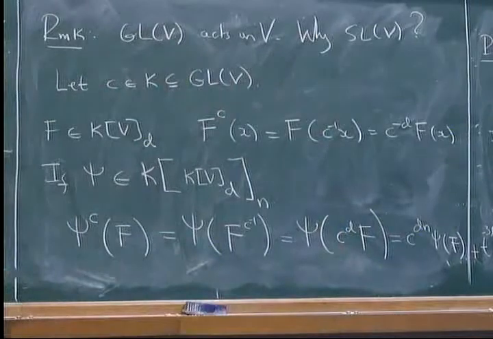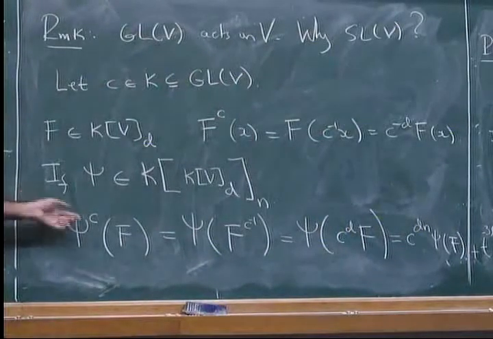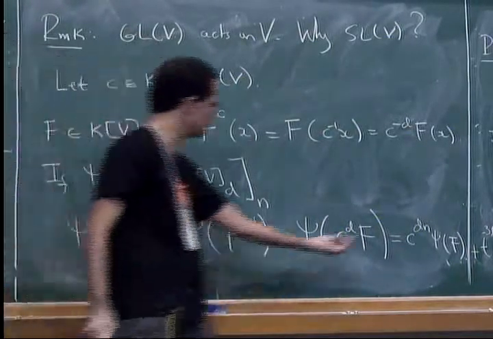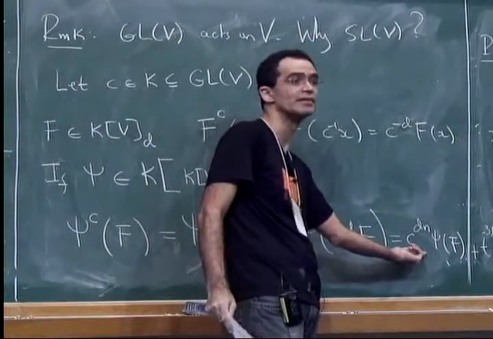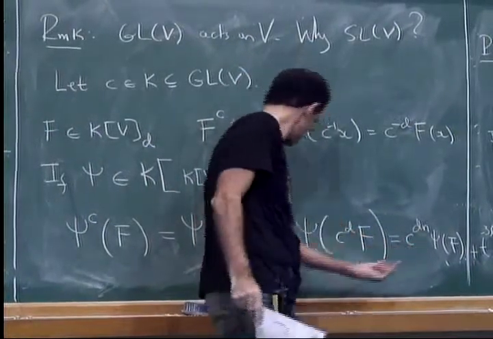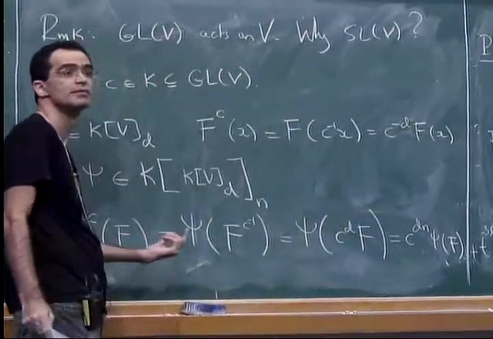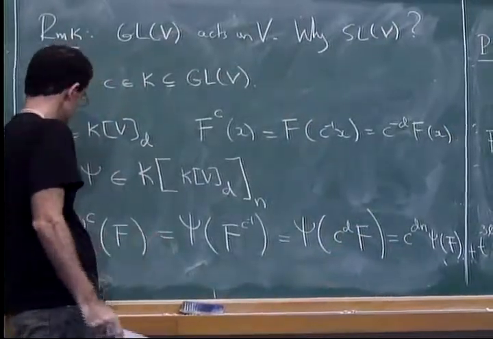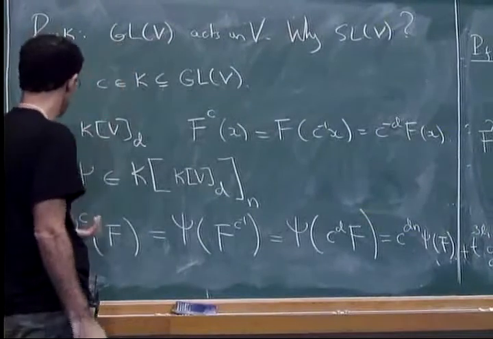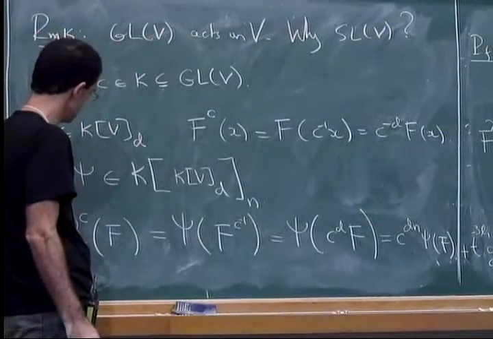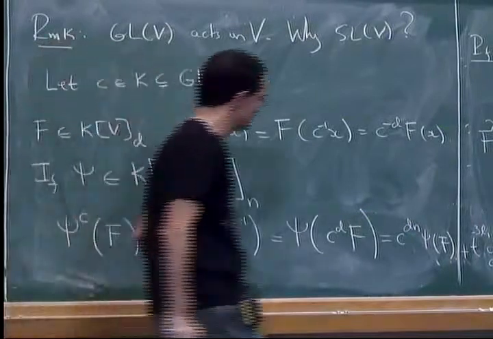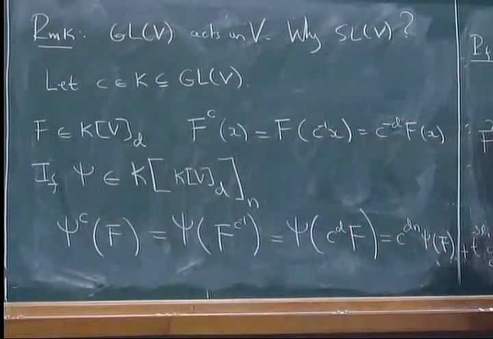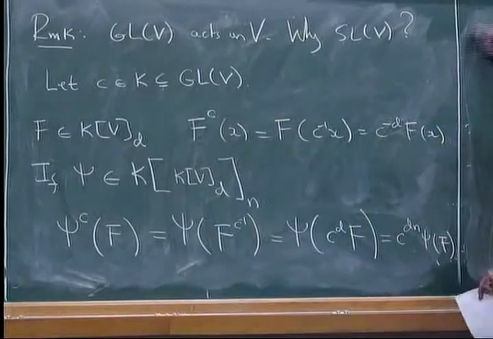Okay. So you see that depending on the C that you choose, this is not going to be non-zero. This is going to be different from 1. Right? So there wouldn't be any invariant. So invariance under GLV is very rare, actually. It's, I mean, it's impossible in this situation, because you can choose a C such that this power is different from 1.